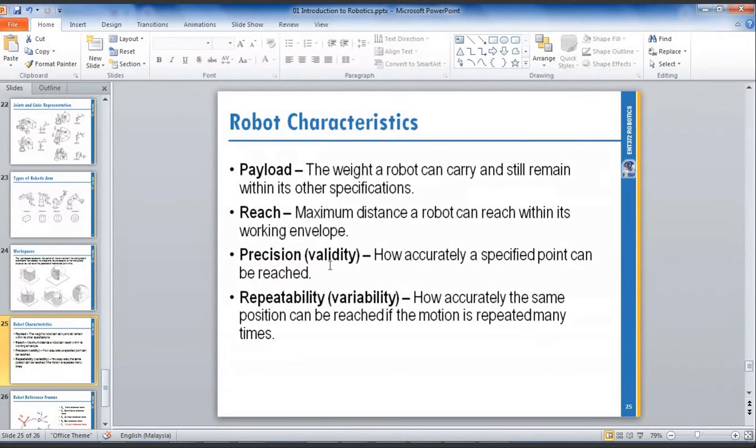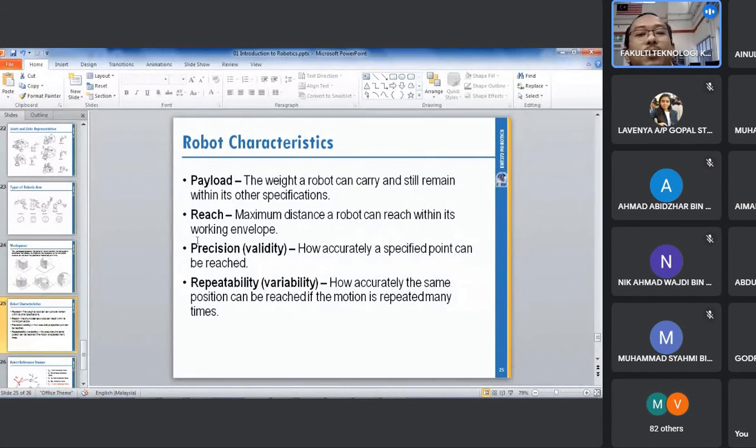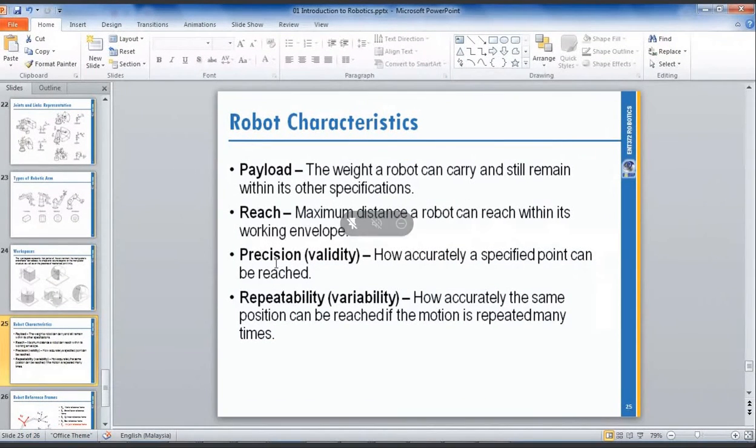And then precision. Precision means, for example, if you want to move your object from point A to point B, how precise? Normally they say 0.01 mm, for example. So the higher the precision, the higher the price we need to pay. So we need to decide what precision we require for our task.